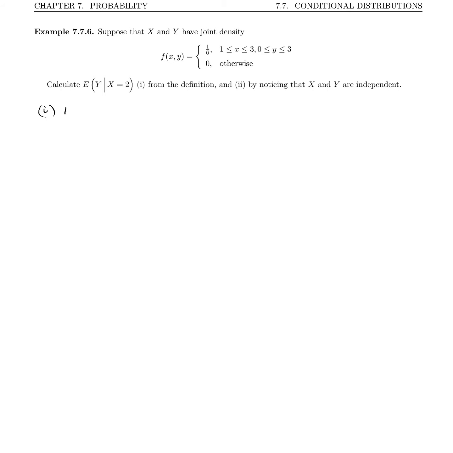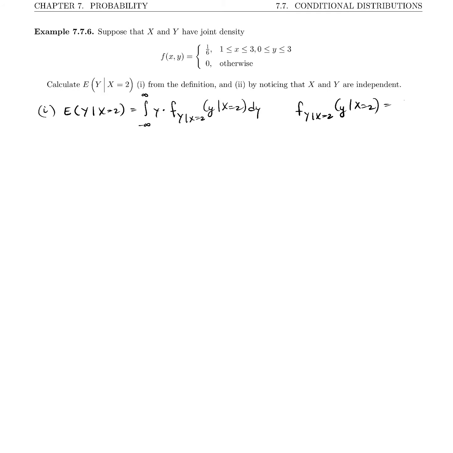So by the definition, we need to integrate. The expected value of y given that x is equal to 2 is the integral from minus infinity to infinity, so over all y values, of y times the conditional density function, the density f sub y given x is equal to 2 of y given x is equal to 2, dy. Now, this conditional function we need to find, so let's write how that is calculated over here on the side. F sub y given x is equal to 2 of y given x is equal to 2.